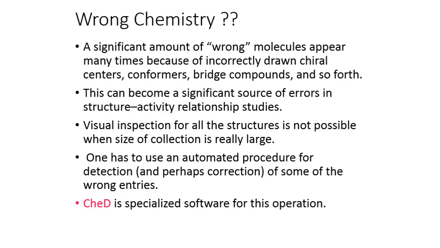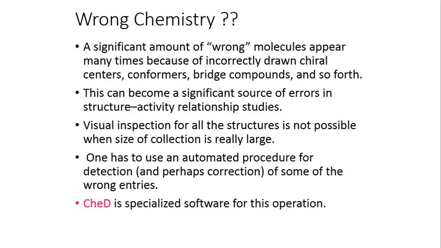Okay, now your compound library might contain chemicals with wrong chemistry. So what is wrong chemistry? A significant number of wrong molecules might appear because of incorrectly drawn chiral centers. They might contain conformers, bridge compounds, and so on and so forth. So this can become a significant source of errors in further structure activity relationship studies, or when you want to build a structure activity relationship model that you might obtain when you test those compounds in further bioassays.